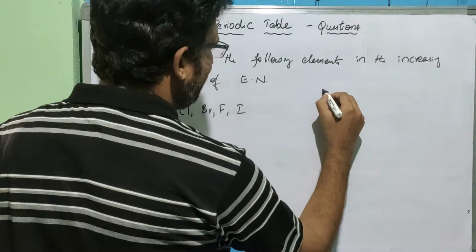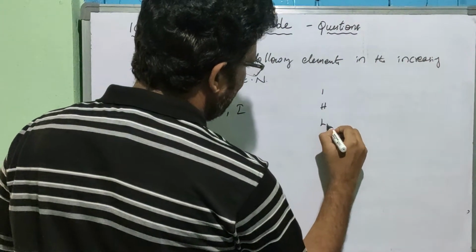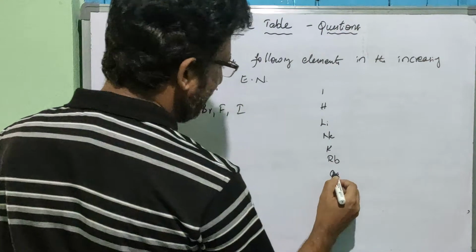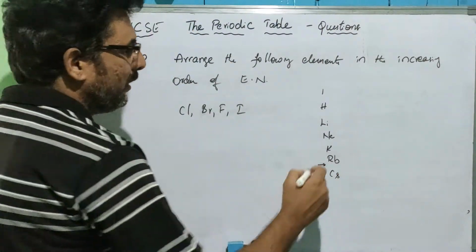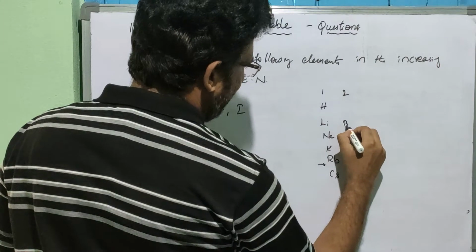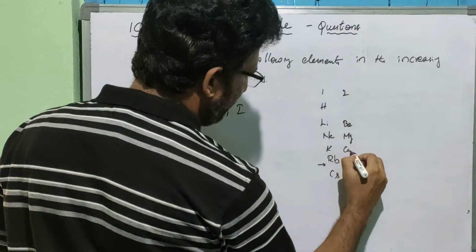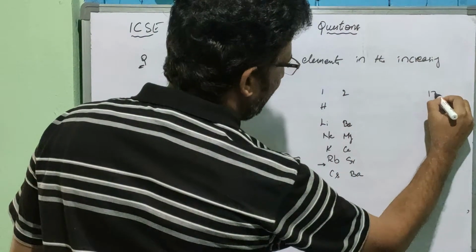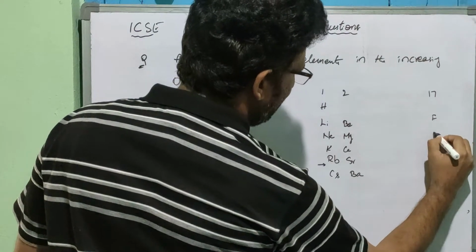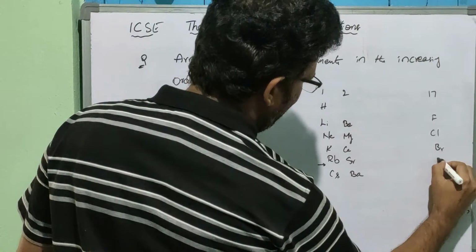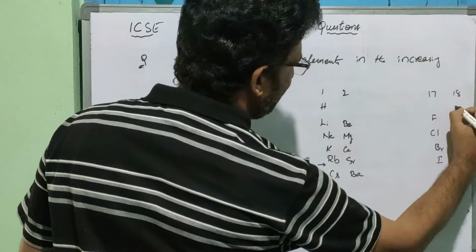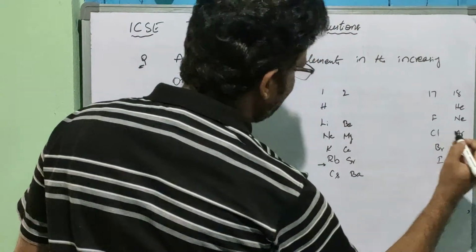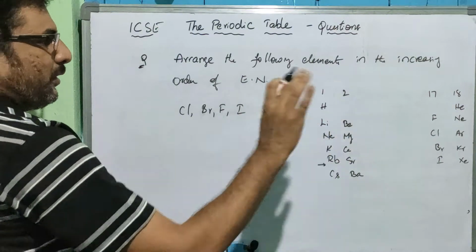table. So at least you have to learn group 1, that is hydrogen, lithium, sodium, potassium, rubidium, cesium. So at least up to rubidium you have to learn. And in the second group you will have beryllium, magnesium, calcium, strontium and barium. And group 17 you will have fluorine, chlorine, bromine, iodine. And group 18 starts with helium, neon, argon, krypton and xenon. So at least these 4 groups you have to learn.